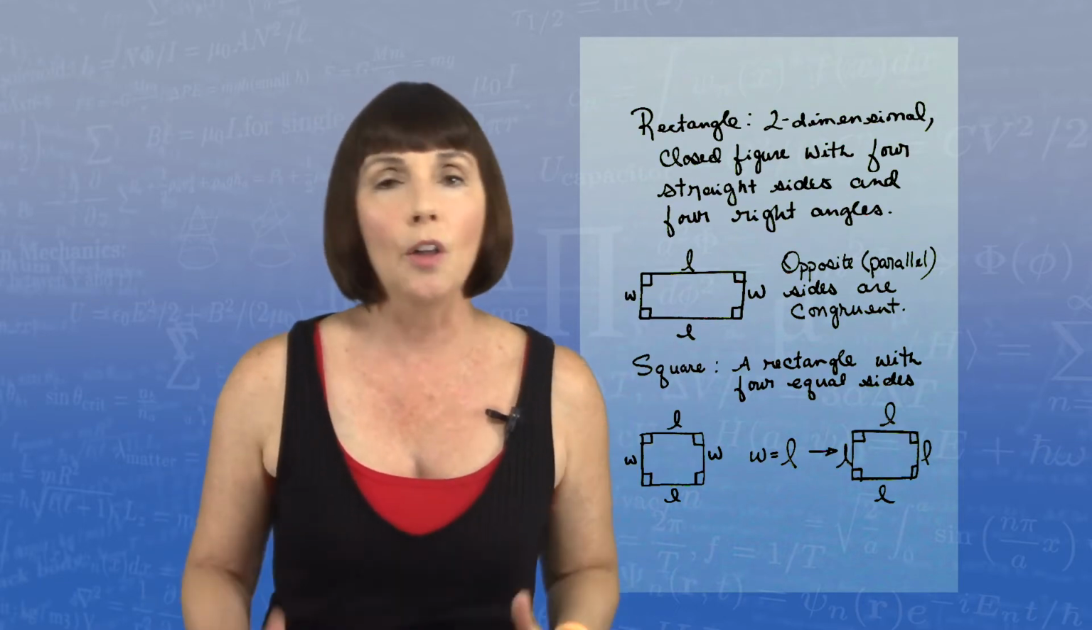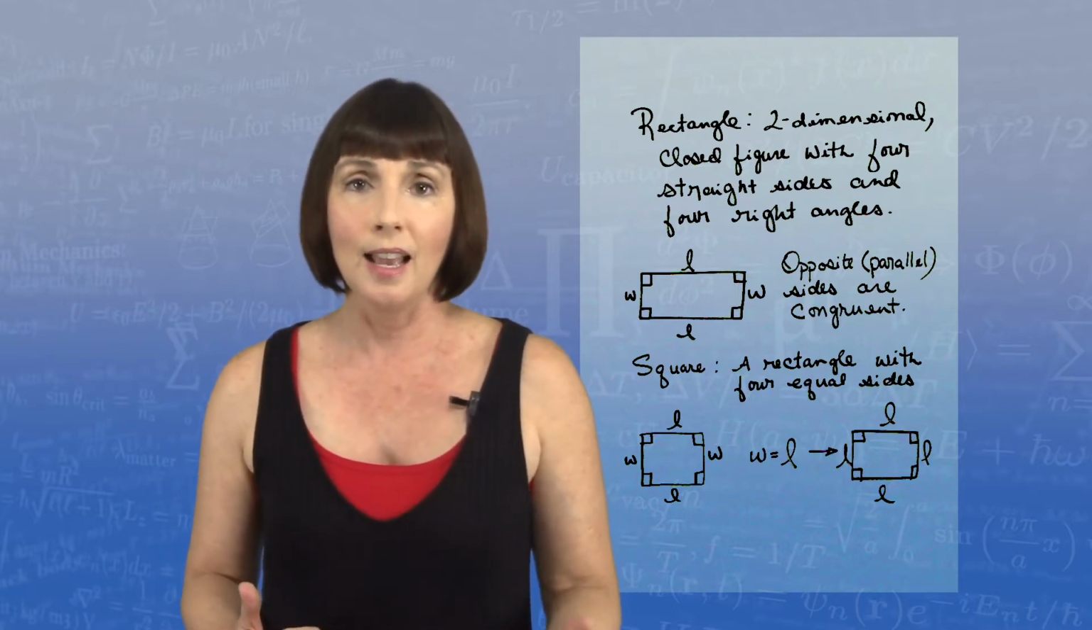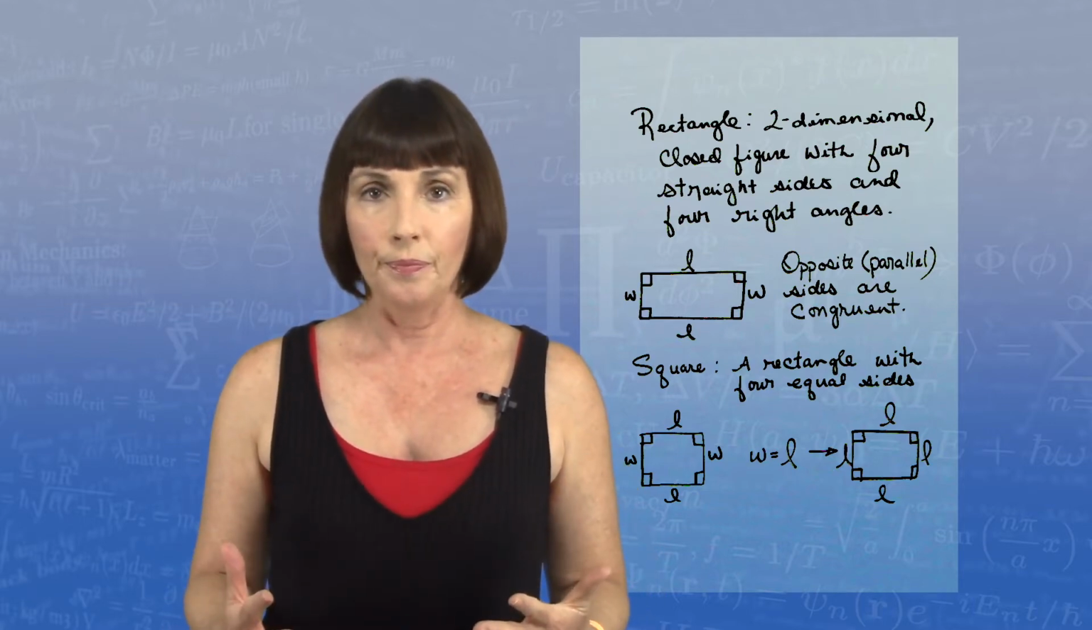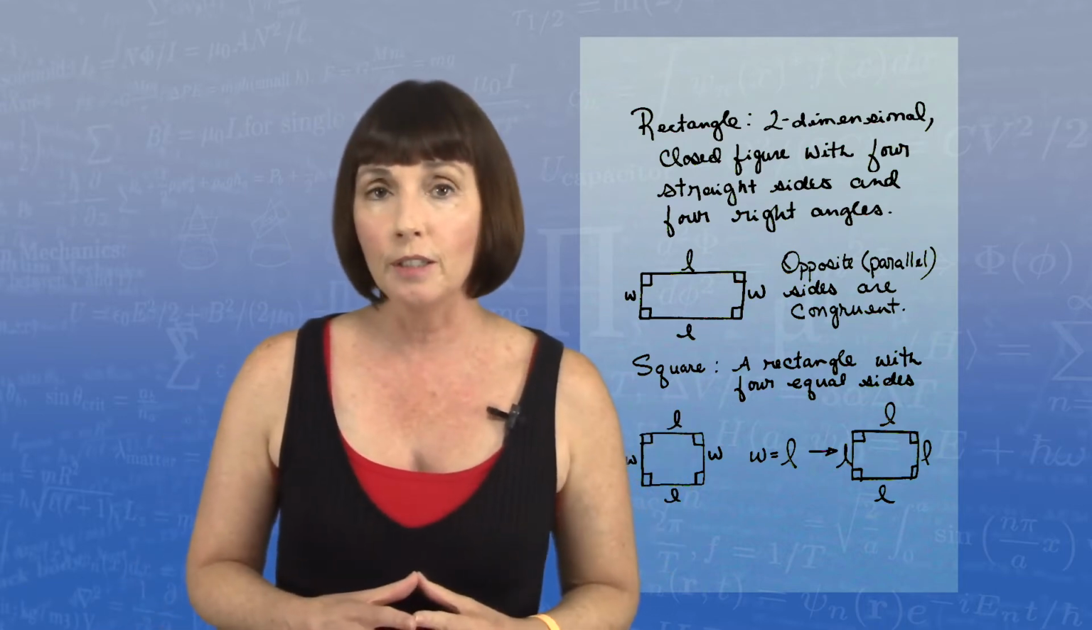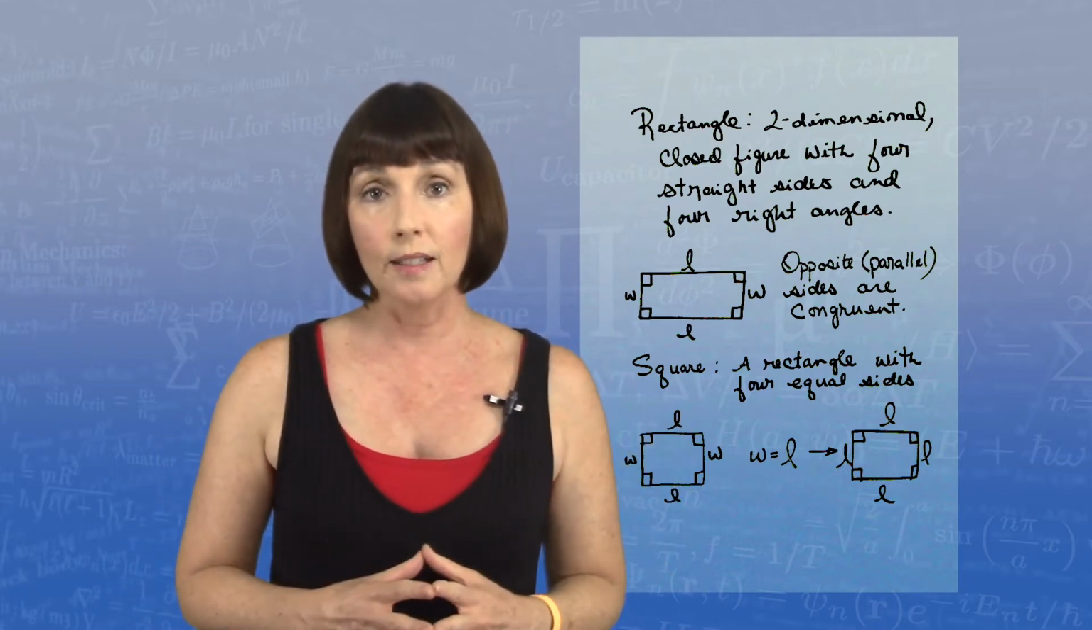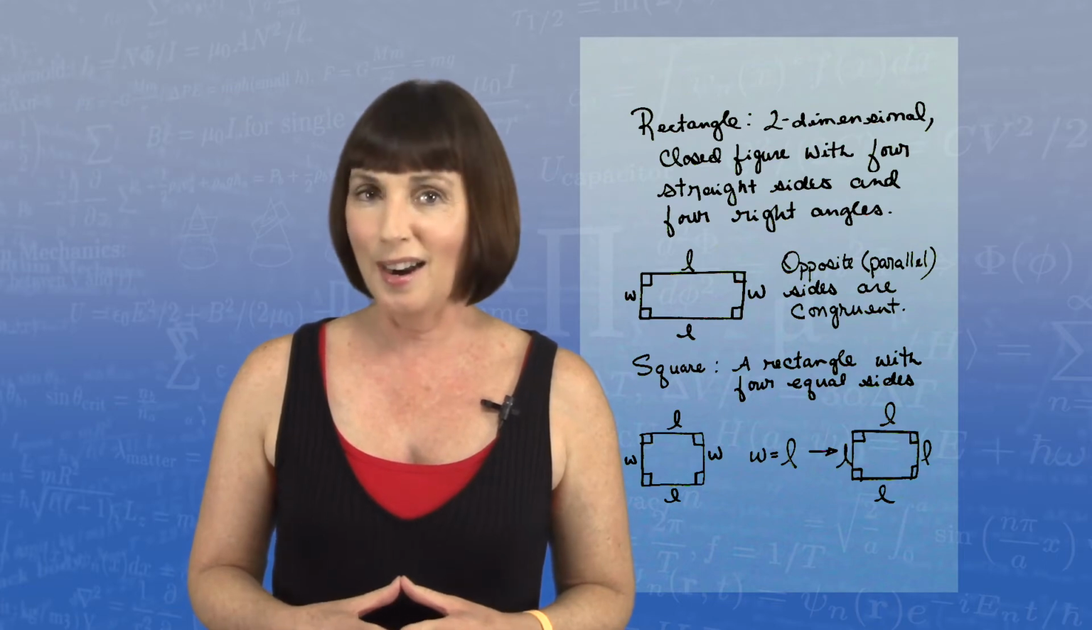It doesn't matter if you call the sides L or W or S. They're all equal in length. So as you can see by this definition, all squares are rectangles, but not all rectangles are squares.